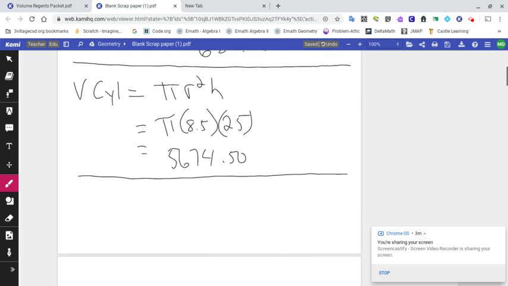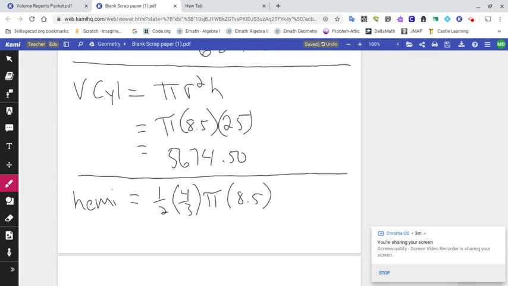For the hemisphere, we already know the radius is 8.5. A hemisphere is half of a sphere, so I can do it this way. The hemisphere is going to be 1/2 of 4/3 pi r cubed, with r equal to 8.5. If you figure all that out, that's going to give me 1286.22.